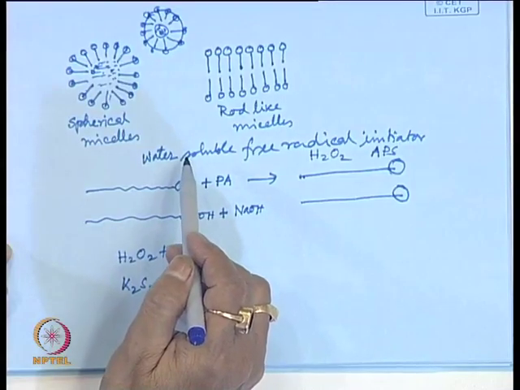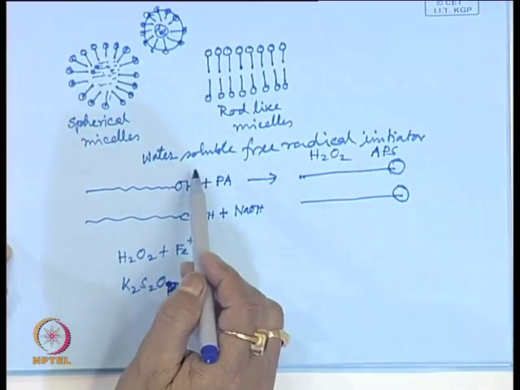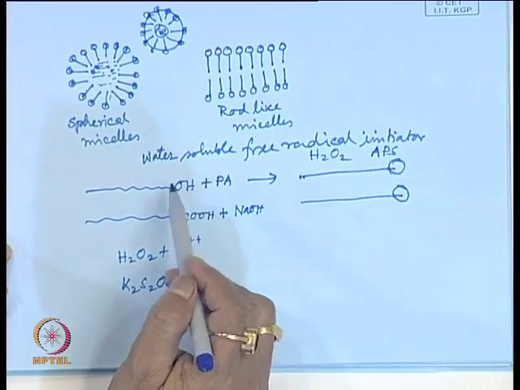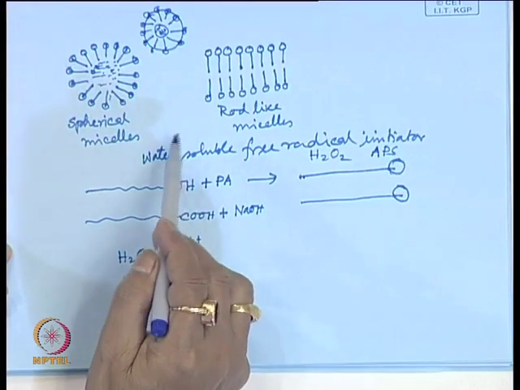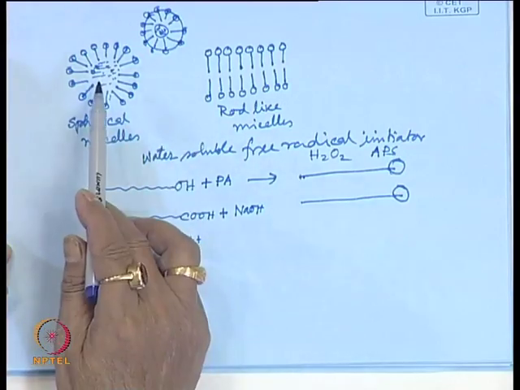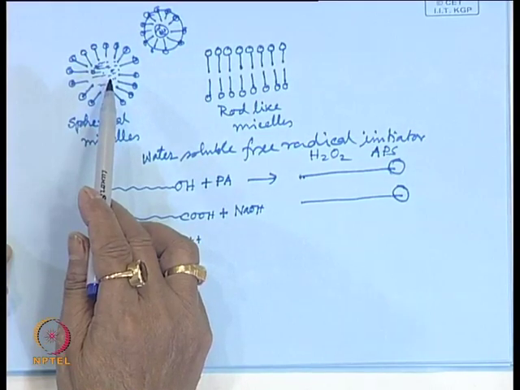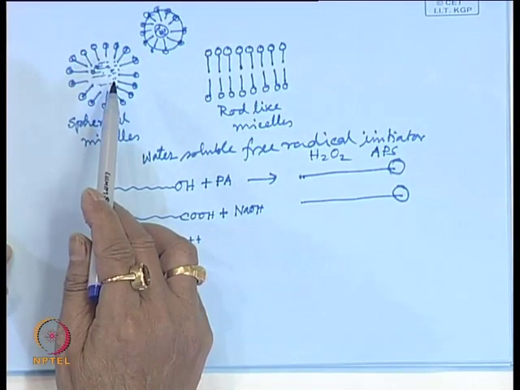Redox initiators are soluble in water. So, in case of this emulsion polymerization technique, you have to select a suitable water soluble initiator. Then the water soluble initiator will remain present in the aqueous phase, and the monomer within the micelle, and that gives you polymer by the emulsion polymerization technique.